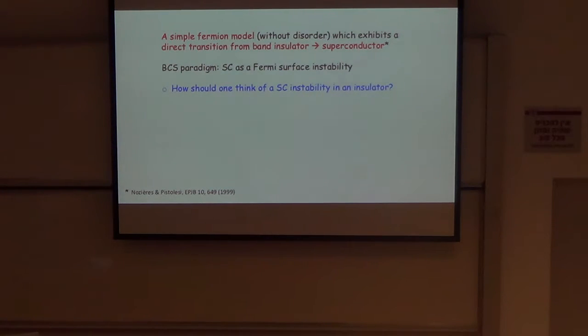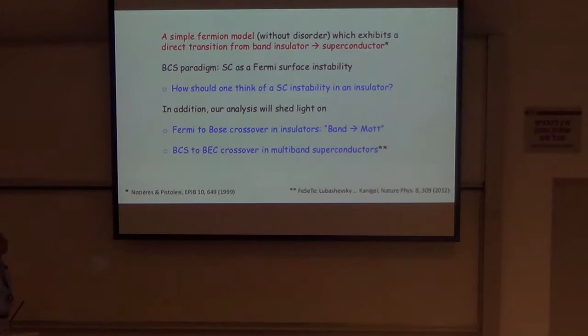So the basic question is the following. Since in the BCS way of thinking about superconductivity, it arises as a Fermi surface instability, and since an insulator doesn't have a Fermi surface, how do you get an instability from an insulator into a superconductor? It cannot be a Fermi surface instability. So in trying to answer this question, our analysis also sheds additional light on the issue of Fermi to Bose crossovers in insulators, if you wish a band to Mott crossover. And it also sheds light on the idea of BCS to BEC crossovers, particularly in multi-band systems.